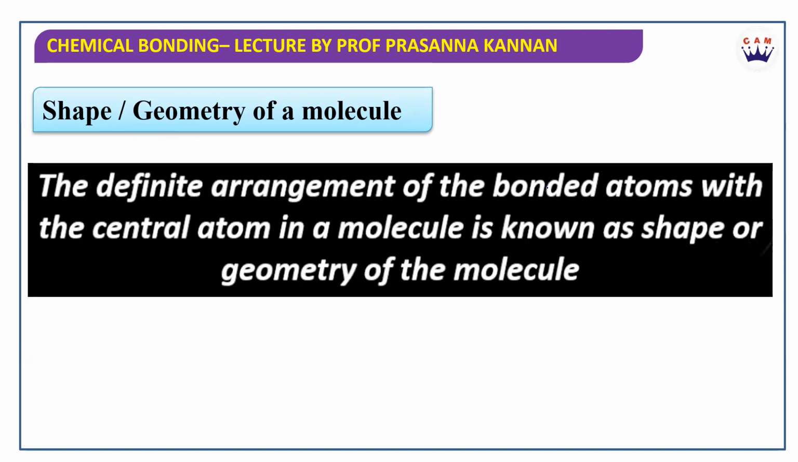Will you promise full attention, everybody who is sitting here? Yes? Okay. Fine. So geometry of a molecule, how do we predict? What do you mean by geometry of a molecule? Definite arrangement of the bonded atoms with the central atom in a molecule is known as geometry of the molecule. That's all. So it is only the arrangement of the bonded atoms with the central atom.